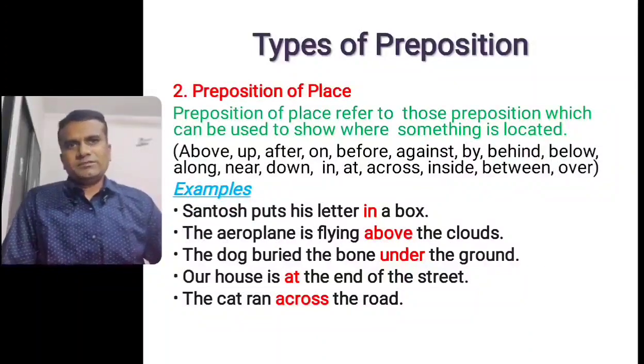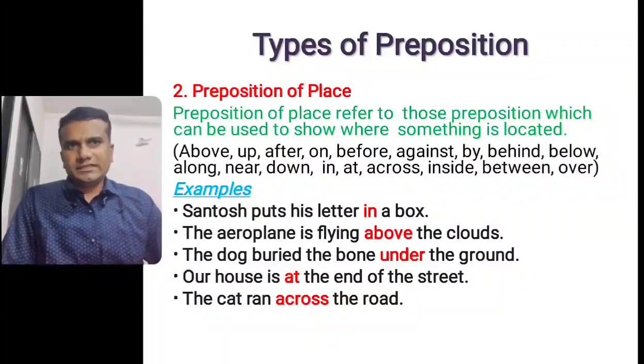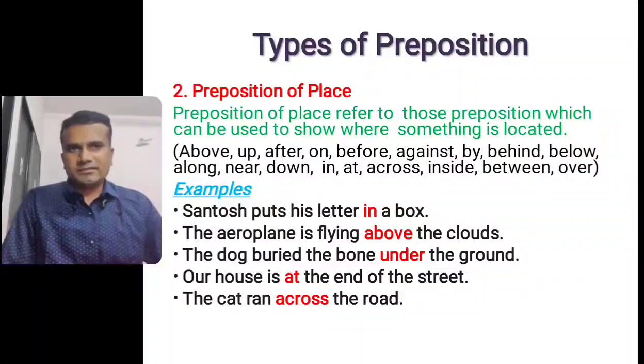Now I have given some examples of preposition of place. Santosh puts his letter in a box. Here in is preposition of place that shows some boundary, that may be physical boundary or virtual boundary. Next example is: the aeroplane is flying above the clouds. Here above is preposition of place which is in a red color.